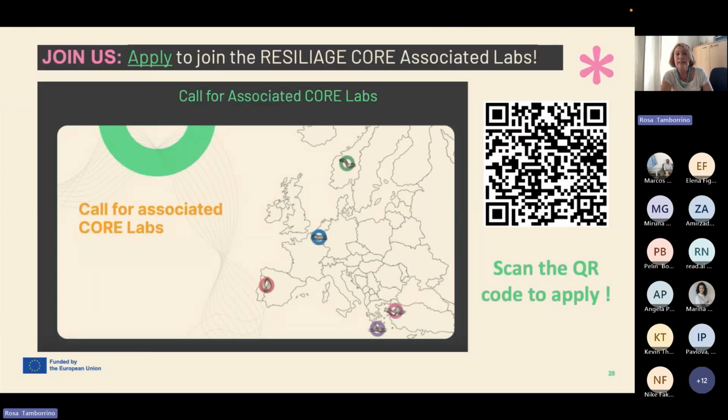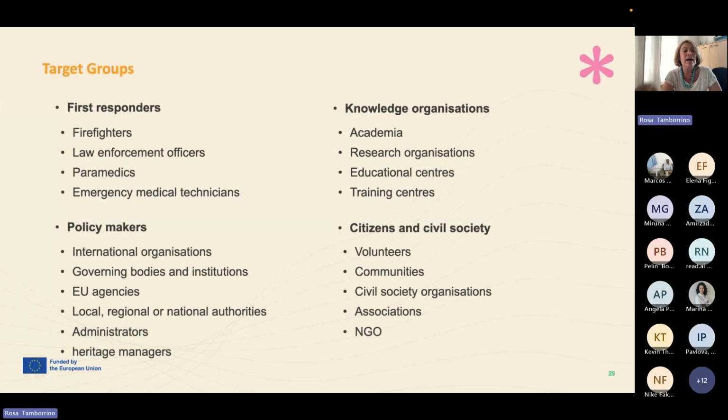So if you would like to know more about this call for associated core labs, we have here the QR code to have a look at our call and to know more about our project.